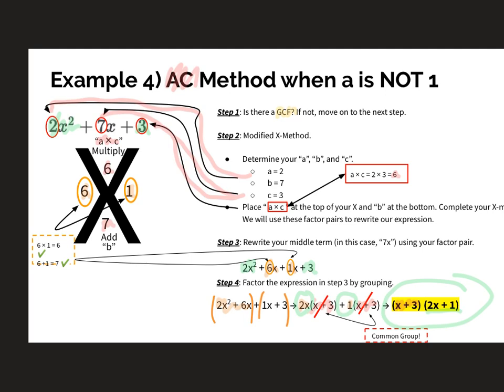So it's not too different from the x method, right? The only difference is that instead of using this method to directly factor and find your factor pairs, you're using this to just rewrite your middle term.